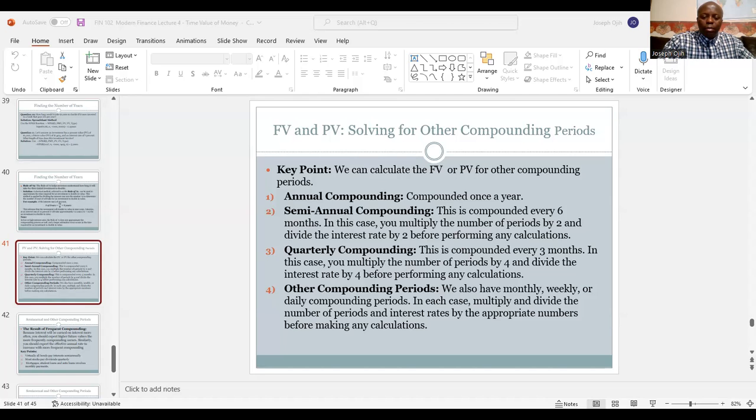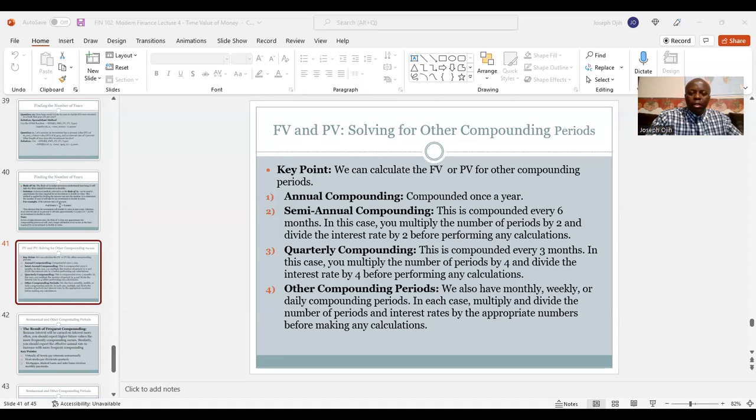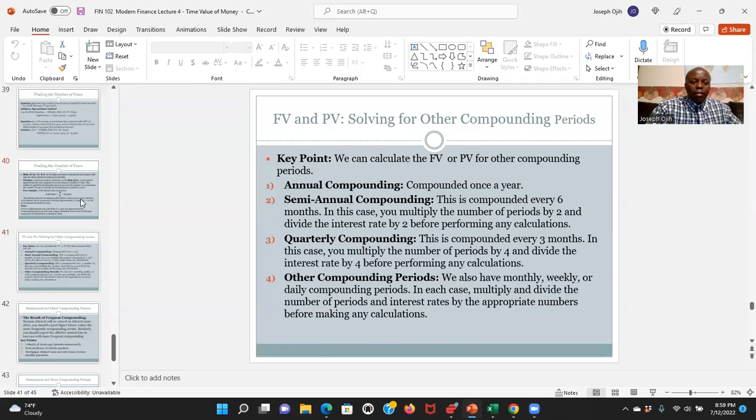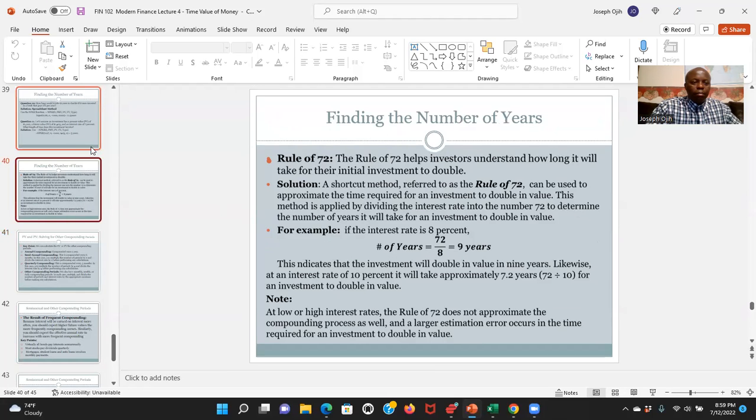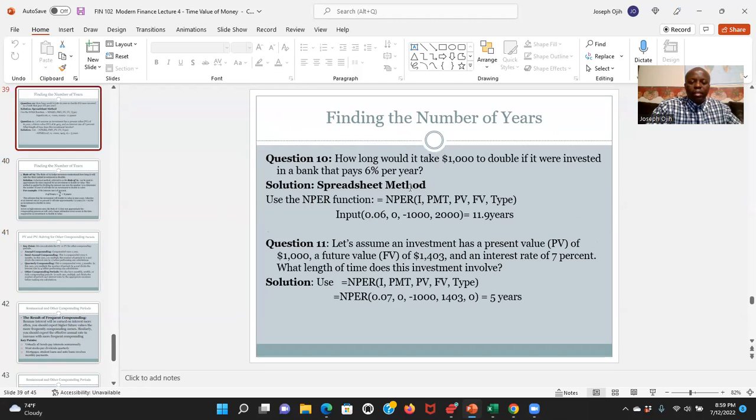For example, let me see if you can see my screen. Okay, let me share this with you. If you look at this example, it says, how long would it take for $1,000 to double if it were invested in a bank that pays 6% per year? See, per year. That's annual.